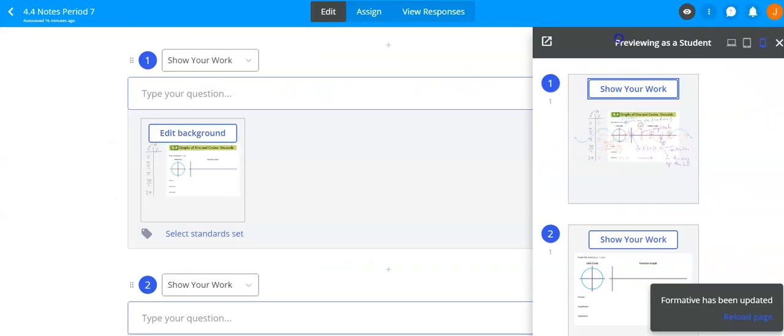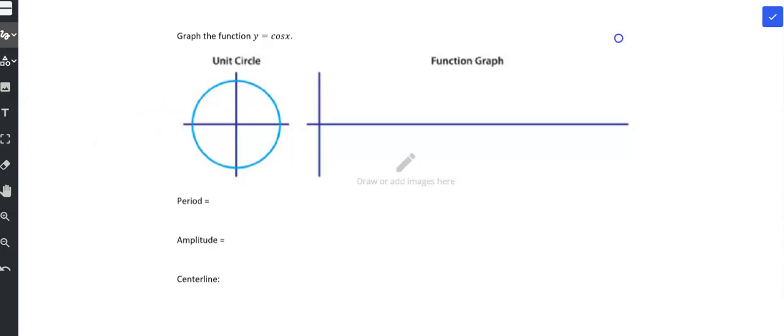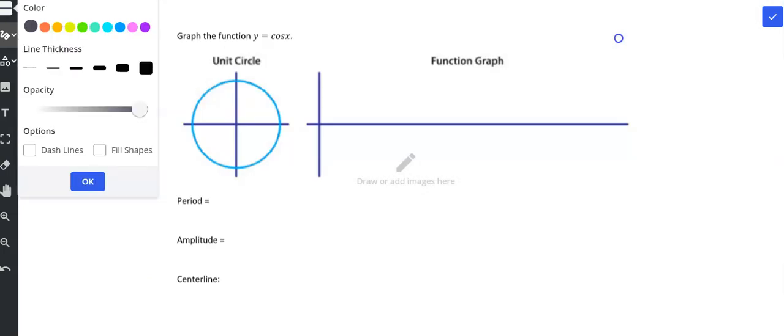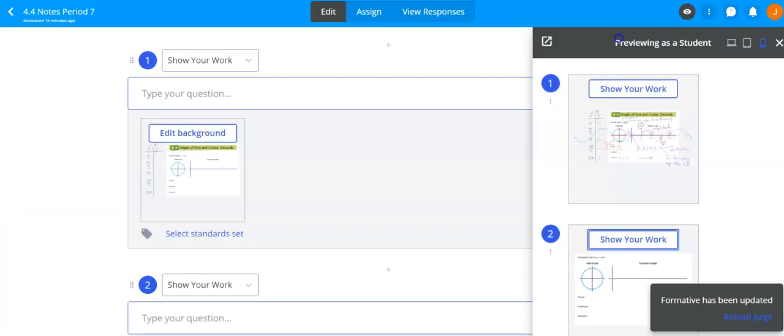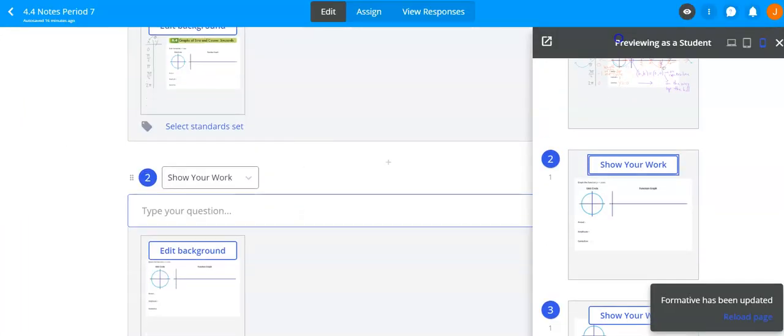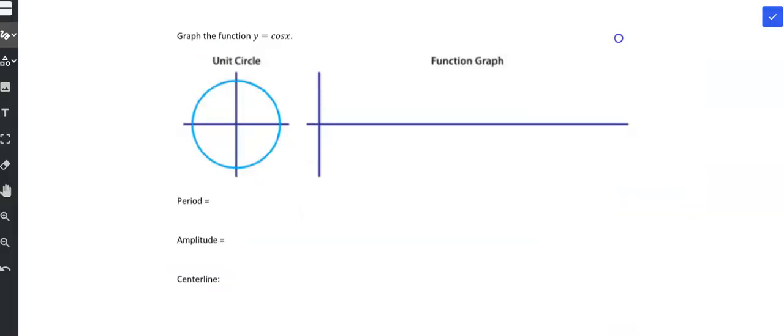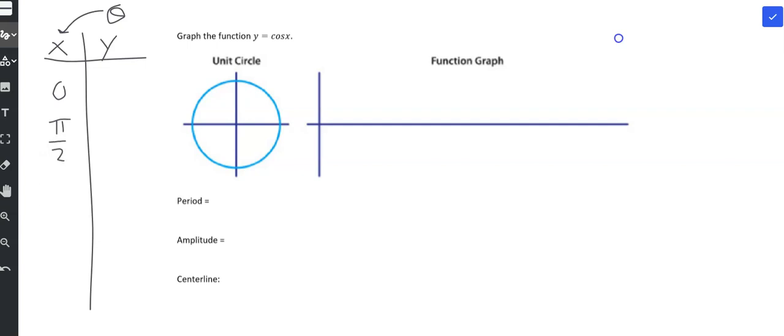Okay. We need to go to page 2. Oh, and I need to come over to the question. Oops, that's not what I want. This is what I want. And I need to draw this in for you. That's theta. 0, pi over 2, pi, 3 pi over 2, 2 pi.